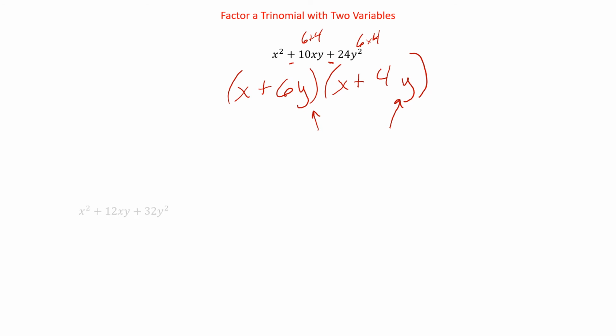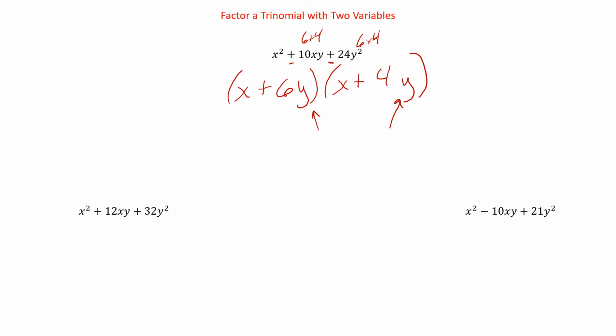So let's give it a try. We have x squared plus 12xy plus 32y squared. So looking for two things that multiply to give us 32, that add to give us 12. Notice the signs here are both positive. And then x squared minus 10xy plus 21y squared. So first, notice that's a minus 10xy plus 21y squared. And then do the same thing. Go ahead, pause me, try these, and then come on back.